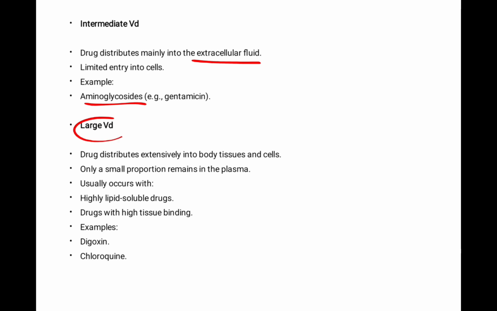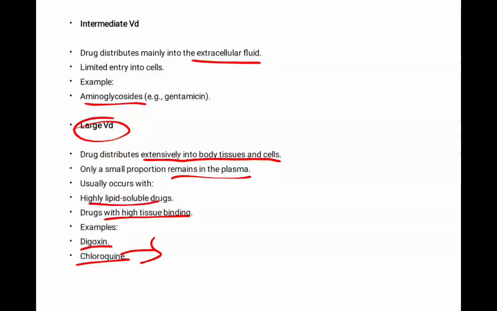We have drugs with large volume of distribution, where the drug distributes extensively into body tissues and cells. Only a small proportion of that drug remains in plasma. It occurs usually with drugs that are highly lipid soluble, and drugs with high tissue binding. Examples of such drugs are digoxin and chloroquine. And chloroquine, we said, has a volume of distribution of about 1,200 liters.